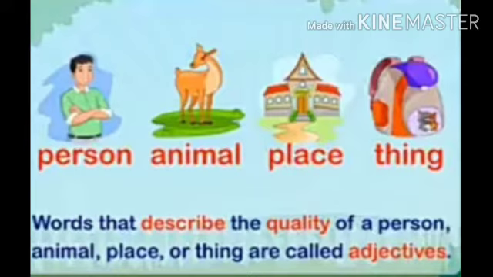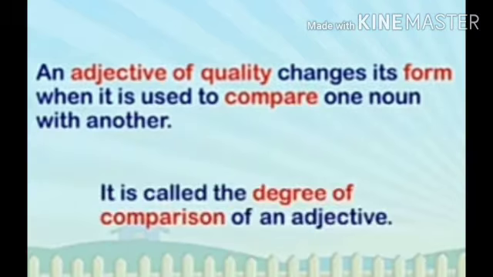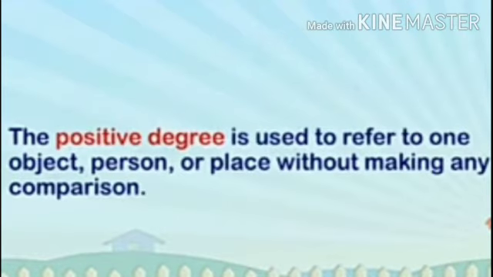In the previous class we studied about adjectives. So we can say that words that describe the quality of a person, animal, place or thing are called adjectives. Now, an adjective of quality changes its form when it is used to compare one noun with another. And this, children, is known as degree of comparison of an adjective. There are 3 degrees of comparison: the positive degree, the comparative degree and the superlative degree. We will study them one by one.